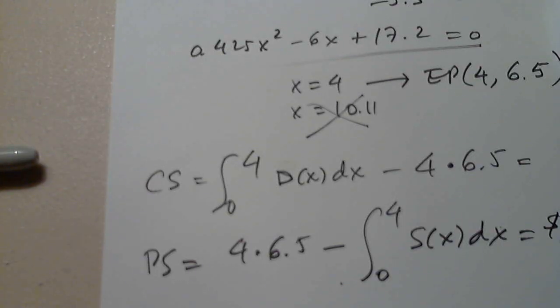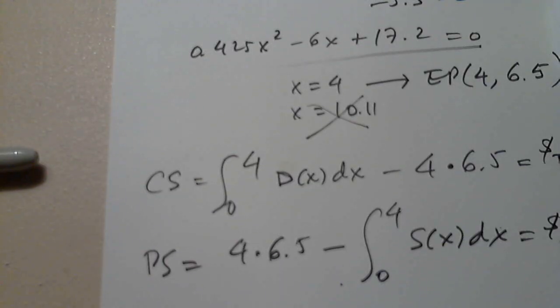Now I have to go back to the previous one. Not this one. Not this one. Yes, this one. Where I have up here 4. Where I have here 4. And I have here 6.5. That's it. Boom. 27.47.